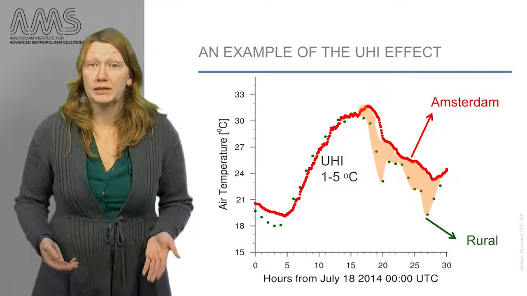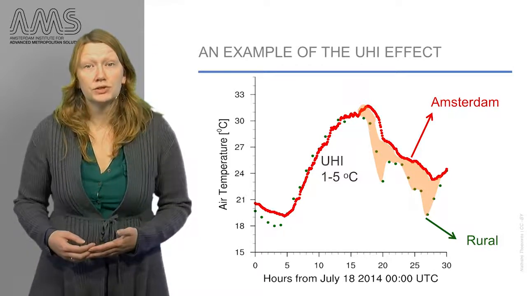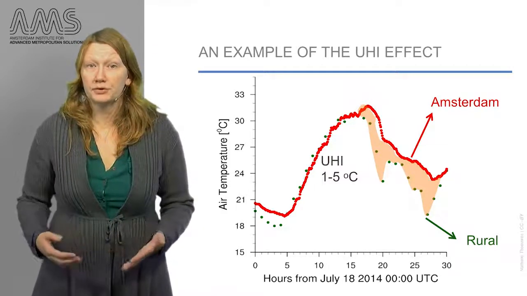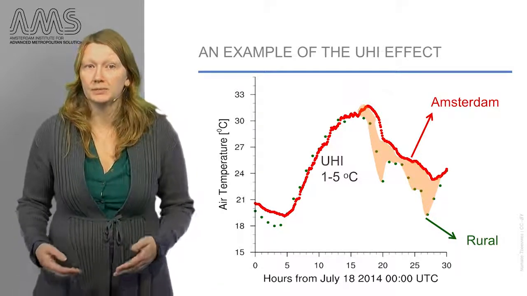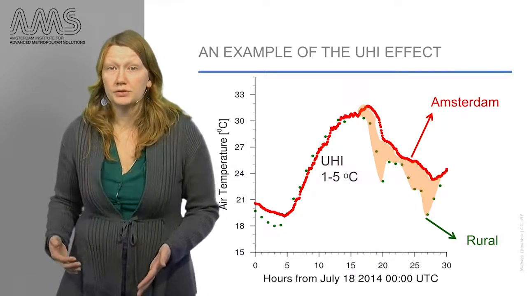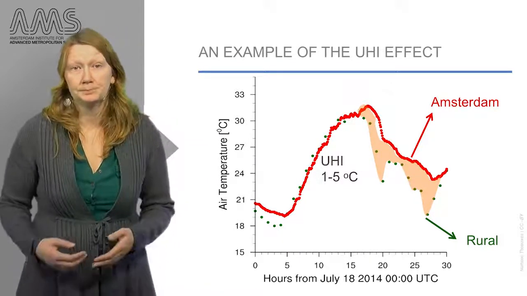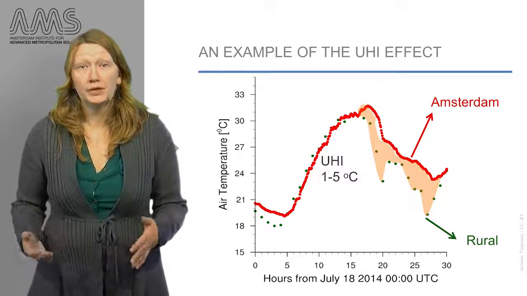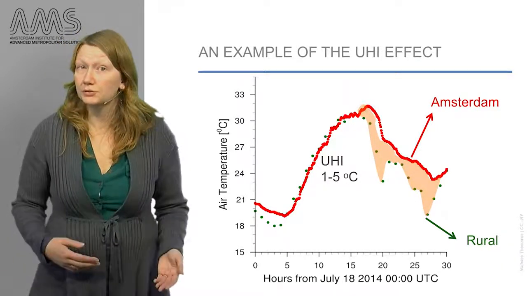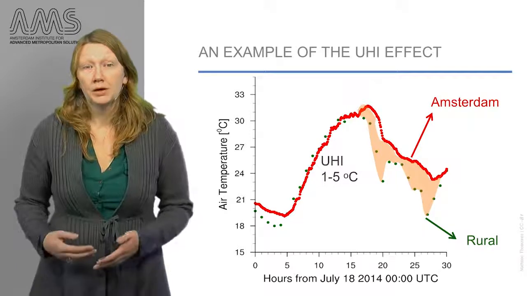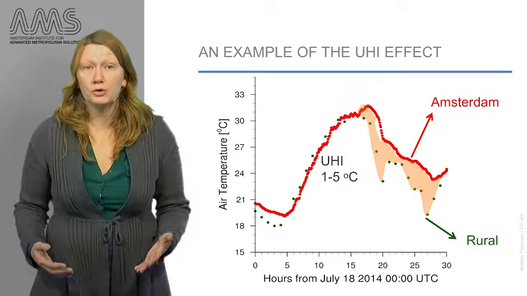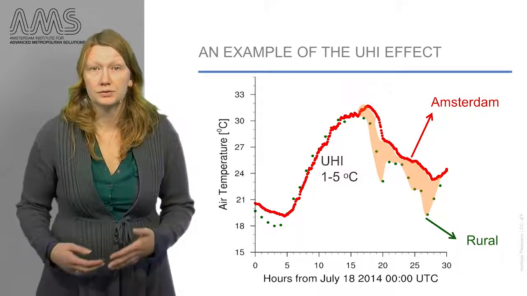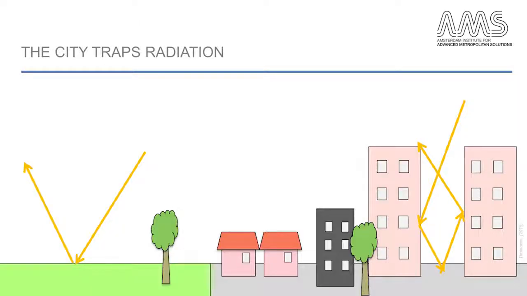This is an example of the urban heat island in Amsterdam. In green you see the air temperature of the rural weather station increasing during the morning and decreasing in the afternoon and evening. And in red you see the air temperature in the center of Amsterdam. During the morning and the start of the afternoon there is very little difference between the two temperatures. However, in the evening and night the air temperature in Amsterdam stays much warmer than the temperature in the rural surroundings.